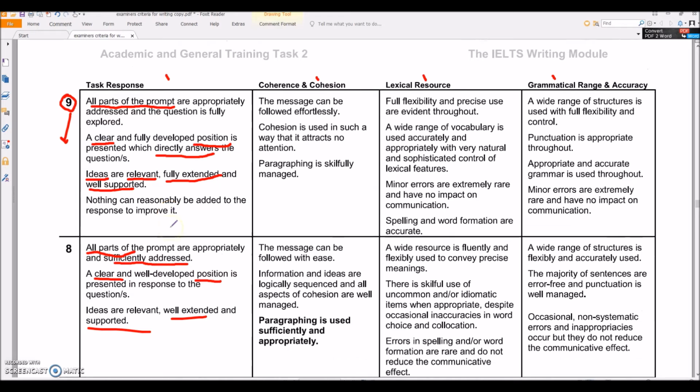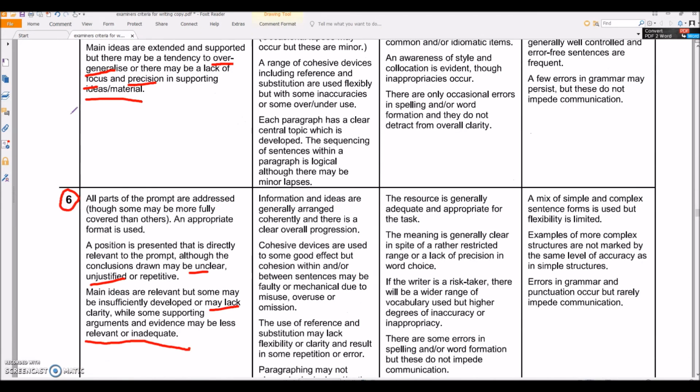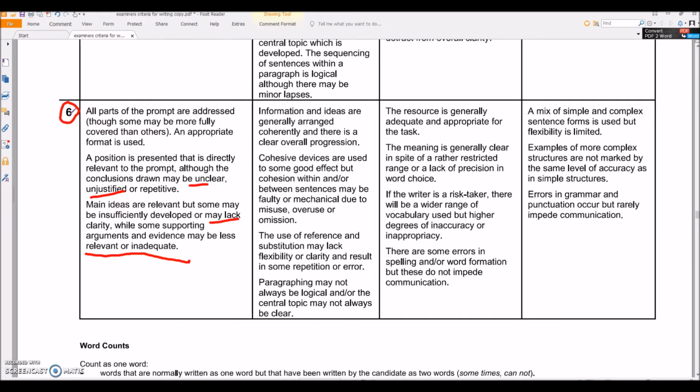So task response, basically, it's about the quality of your ideas. Do you address all parts of the question? And as you see, looking at these keywords, it's all about how well you present and justify your ideas. Do you introduce the topic sentence, the main idea? Do you explain it, extend it, and do you give a clear, specific example? Okay, so let's have a look.